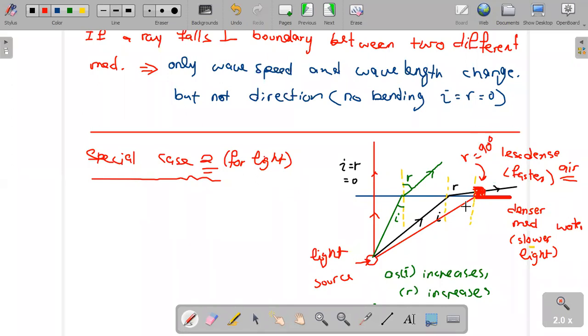That means the angle of incidence here will not be I. No, no. This is a unique angle, a different angle, a special case angle. So this will be called the critical angle. So the angle of incidence here is given the symbol capital C.